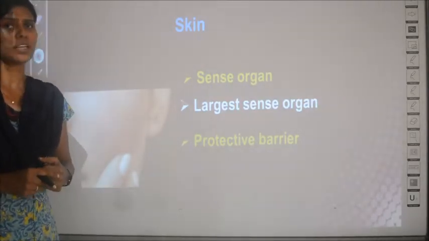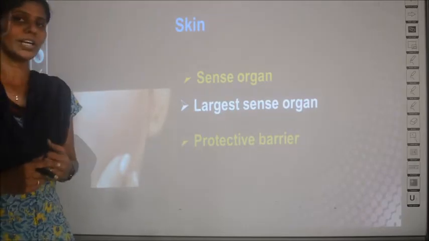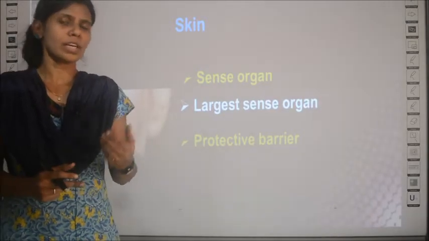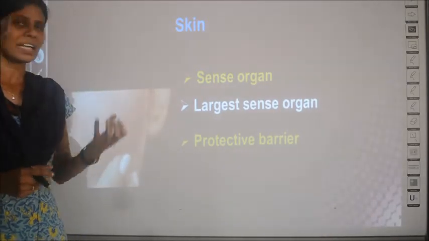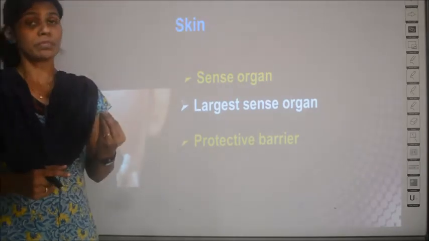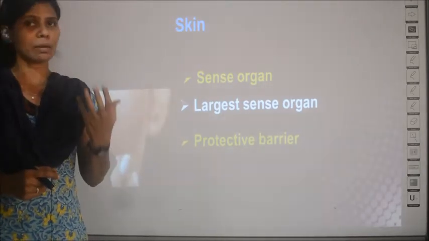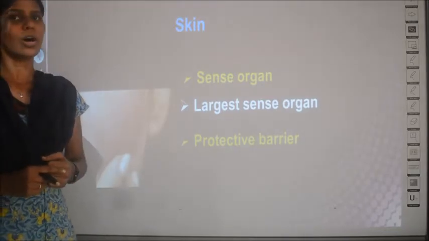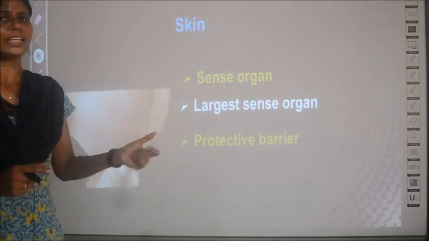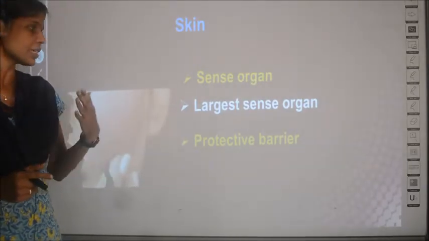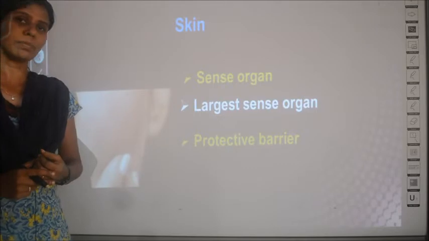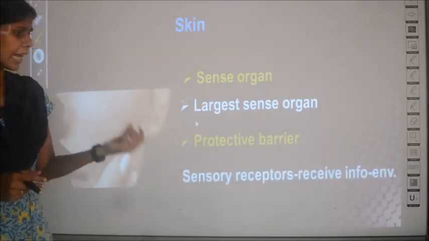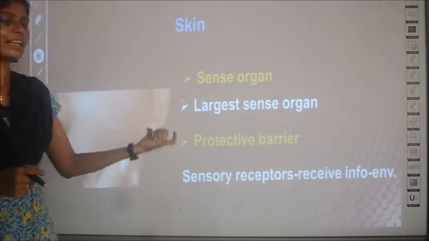How does it protect? What does it protect? It protects your body from the outside environment, whether it be cold conditions or hot conditions, or some sharp object damaging your skin, or the layers below the skin. All is prevented by this sense organ, that is the skin. So it is a protective barrier from the external environment as well as from other objects. It protects your body.